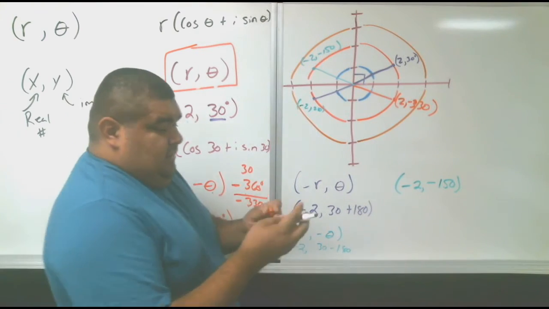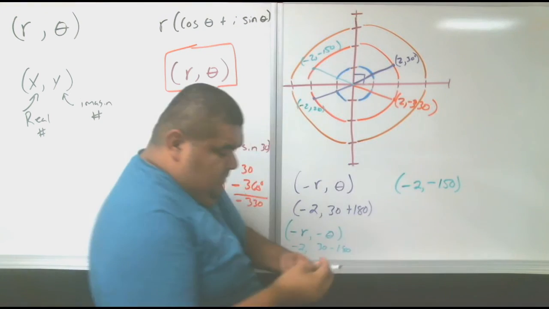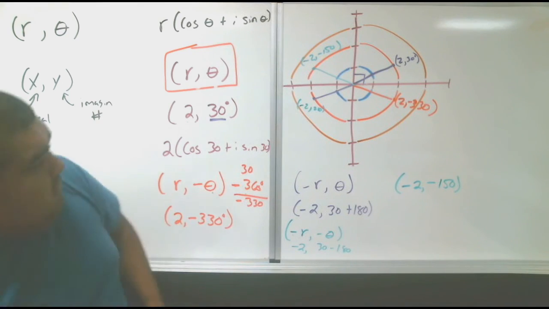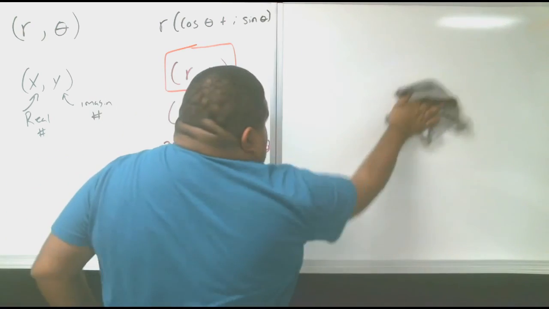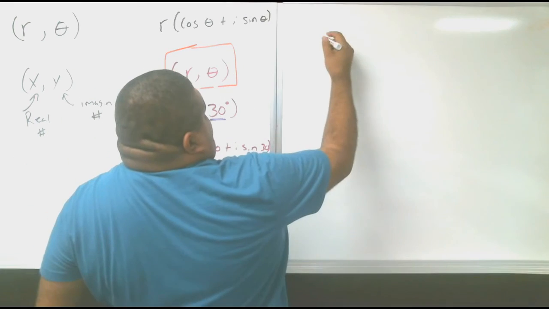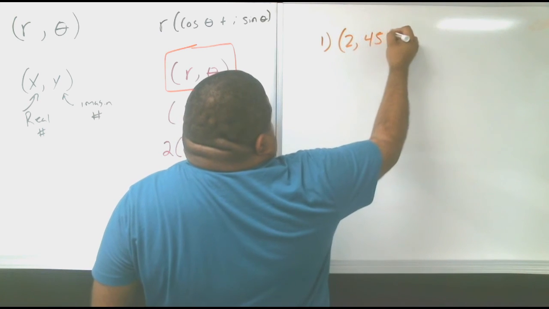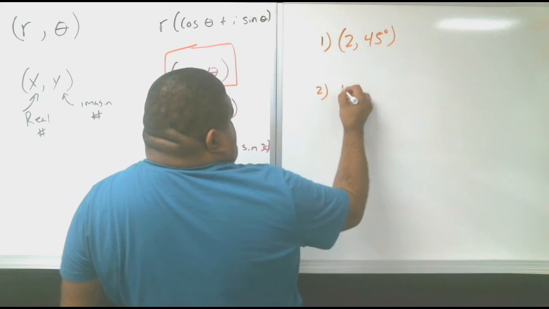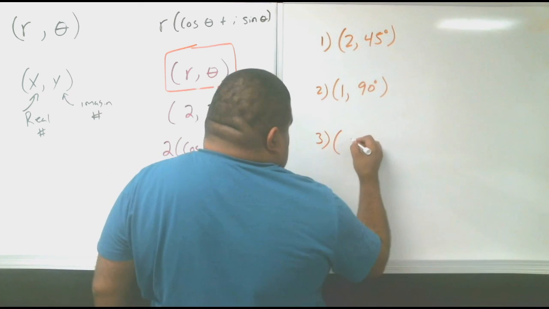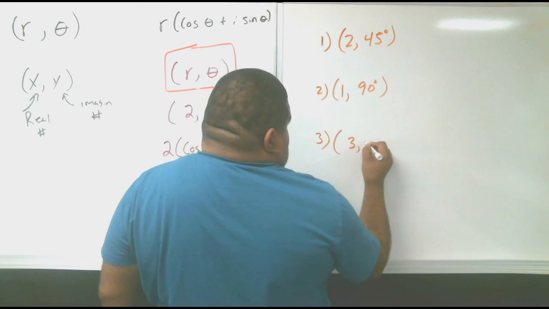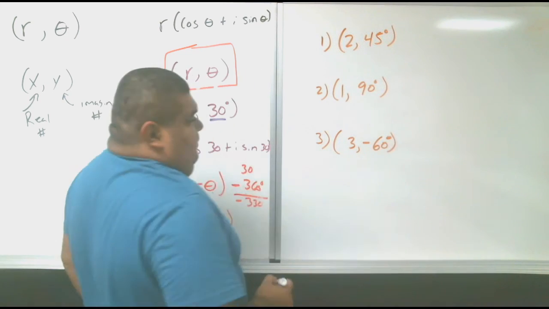Alright. I hope everybody has all the notes. Make sure you send them to me. So for the assignment, number 1 is 2, comma, 45 degrees. Number 2 is 1, comma, 90 degrees. And the last one is 3, comma, negative 60 degrees.